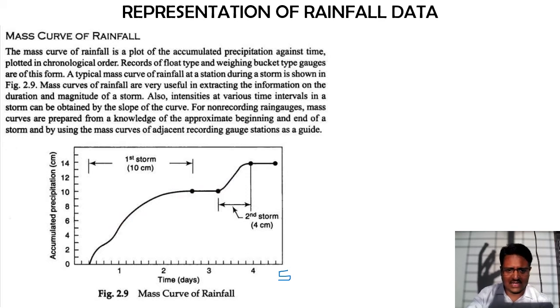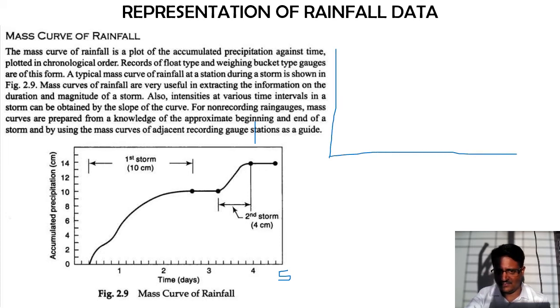Now we'll try to draw our own rainfall mass curve. Here I have 0 hours, 6 hours, 12 hours, 18 hours, and 24 hours. This is for a whole day. And on the other axis, let us say, I have 2 mm, then 4, 6, 8 and 10 mm.